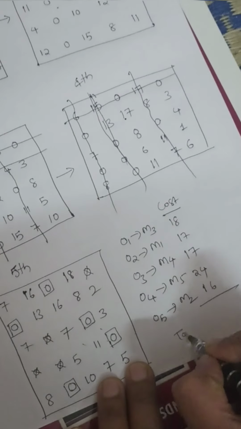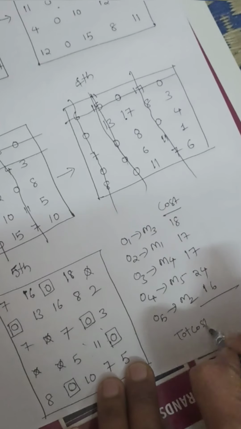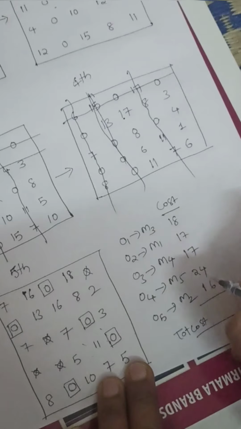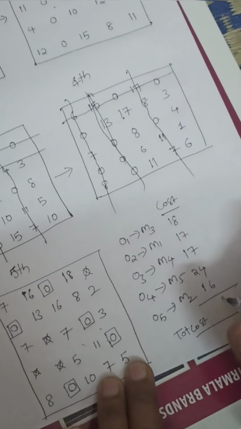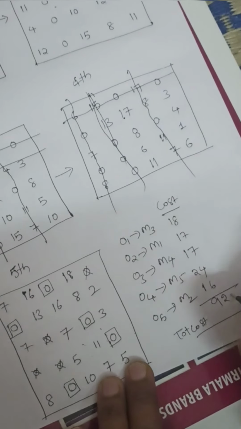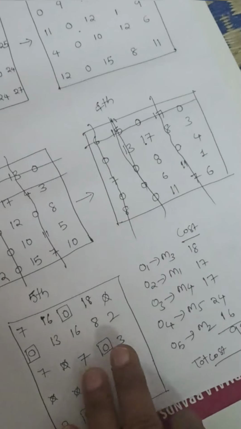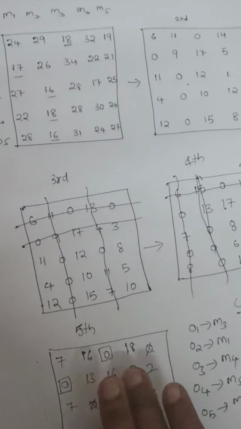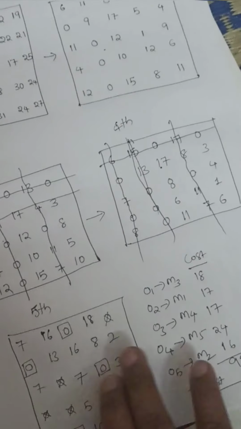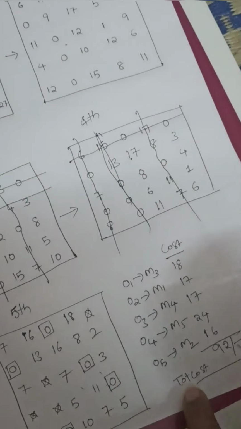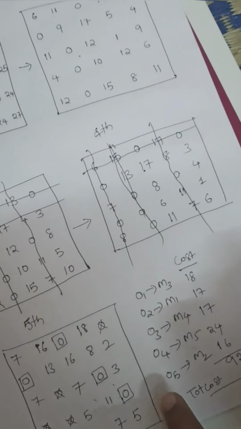Now find the total cost. Add these values, you will get 92. 92 is the total cost. Okay. You can try this by seeing and try without seeing. You will get the solution within seconds.